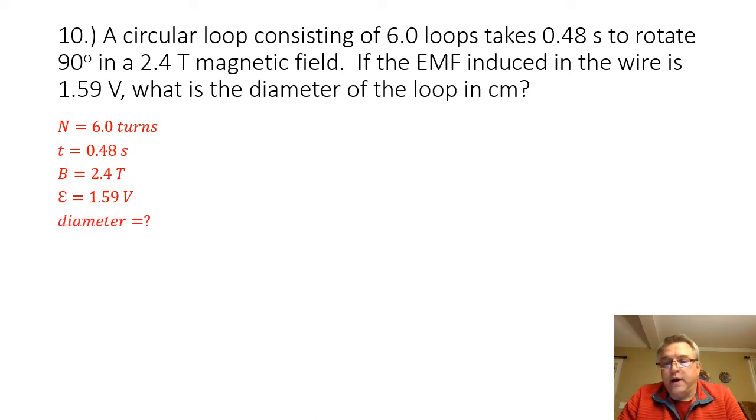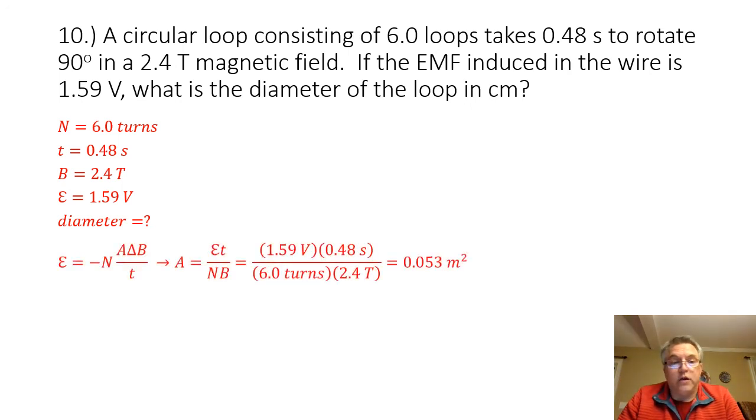Now I know in order to find the diameter of the loop, I'm going to need to know the area of the loop. So using Faraday's equation, I can solve that for area. When I do that, I'm going to get the area equals the induced EMF times the time divided by the number of turns times the magnetic field. Plug my known values into that equation, and I'm going to have an area of 0.053 square meters. So now I have the area of my loop of wire.